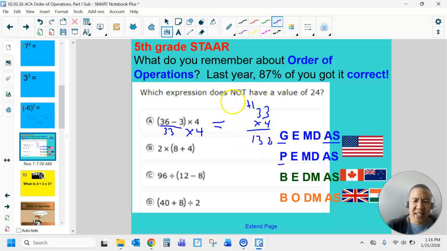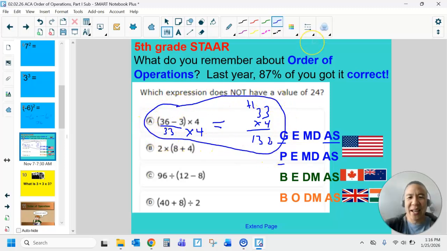So which one does not have a value of 24? It is A. That's why 87% of you got it correct. So hopefully, cheers on that you got it correct.